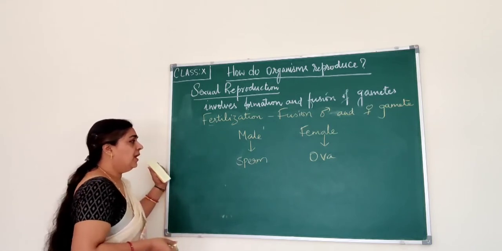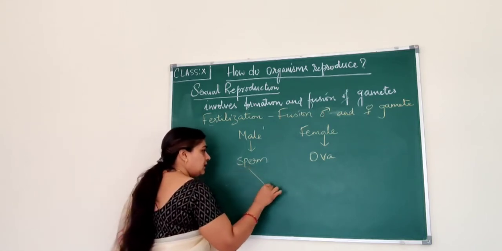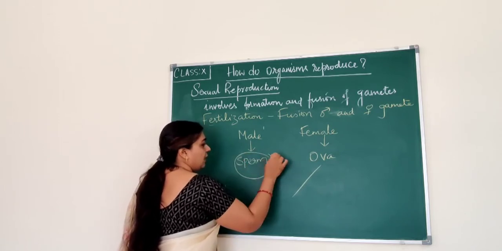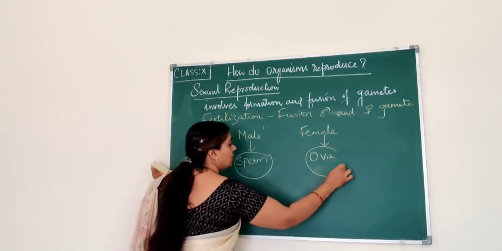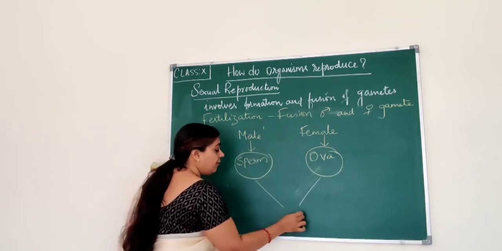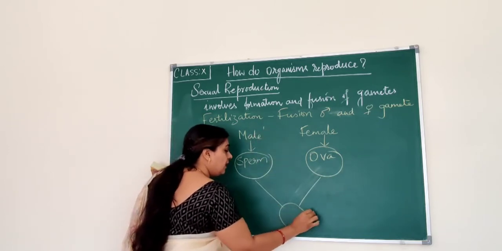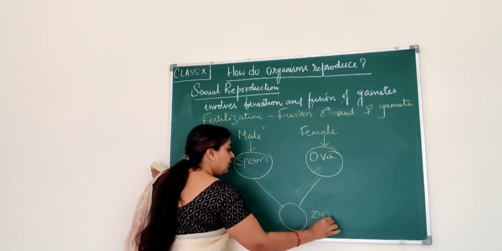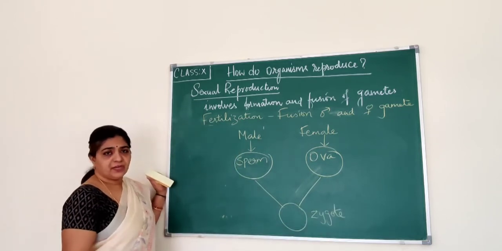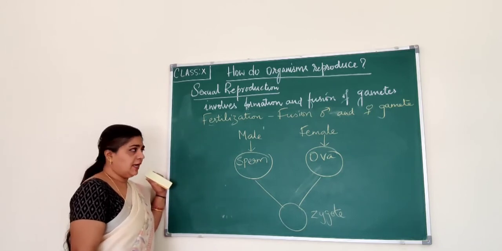Now, these gametes are the cells which will fuse. They fertilize and form a zygote. It will form a fertilized egg, which we refer to as a zygote.